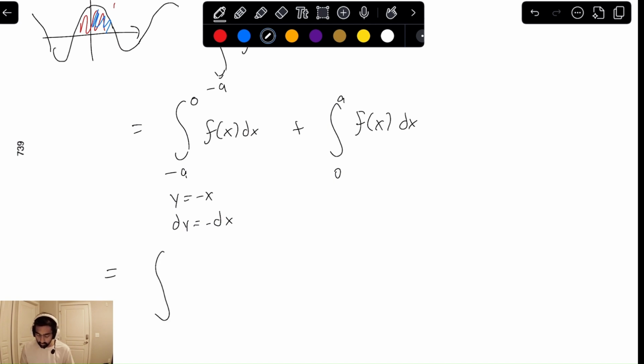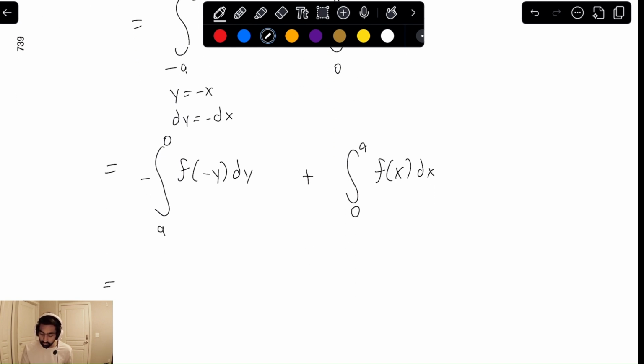So now I have to change the bounds, because since y is minus x, the bounds are going to be from a to 0 of f of, well, x is minus y, so f of minus y, and then dx is minus dy, plus the integral from 0 to a of f of x dx. And then what can I do? Well, since there's a minus sign, I can absorb that into the bounds by just flipping the bounds. So it's the integral from 0 to a of f of minus y dy plus the integral from 0 to a of f of x dx.